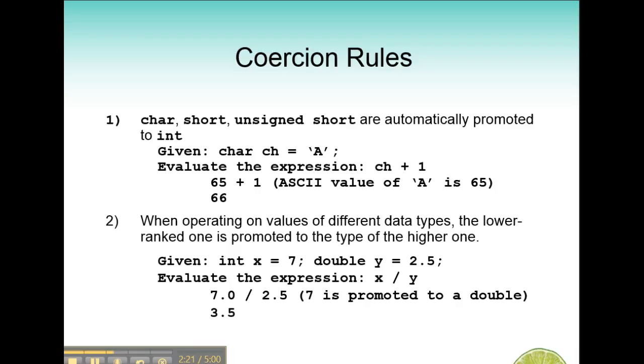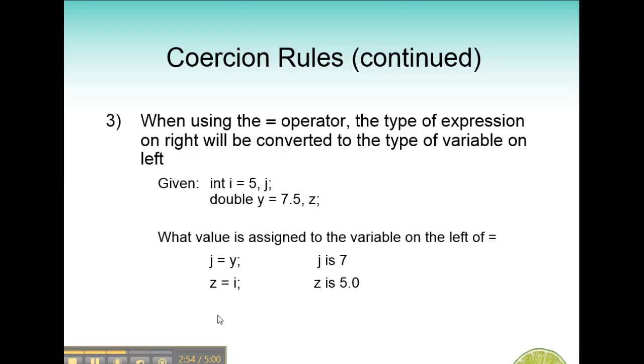And this is something that might be used when you're trying to move through lists of strings of names and when you start to talk about alphabetizing things. When operating on values of different data types, the lowest one is promoted to a higher one. So in this example here, you see an integer x is 7, a double y is 2.5. So if you evaluate this expression, you have 7, which is an integer, divided by 2.5. It'll promote the 7 to a double, and then it'll perform the division.